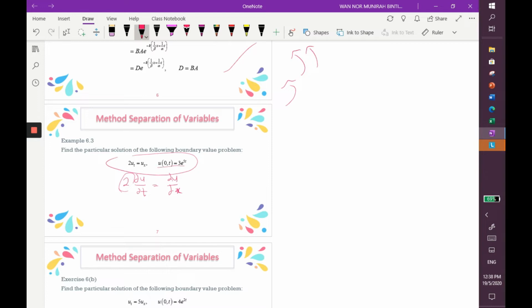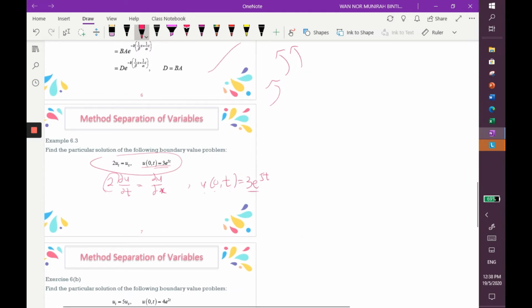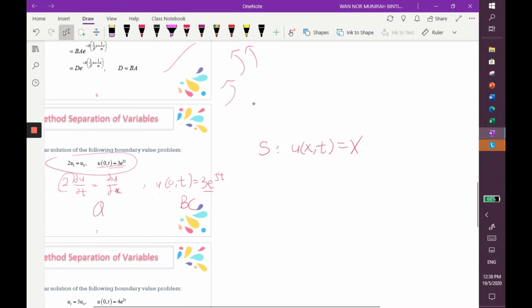Then we look here. This question comes with the boundary condition u(0,t) equals 3e^(-5t). It is the same as u(0,t) equals g(t), so this is your g(t) by definition just now. Next, how to solve this one? We have the question and a boundary condition, and now we want to find the solution. What is the solution? The solution is u(x,t) equals X times T, X as a function of x with T as a function of t.